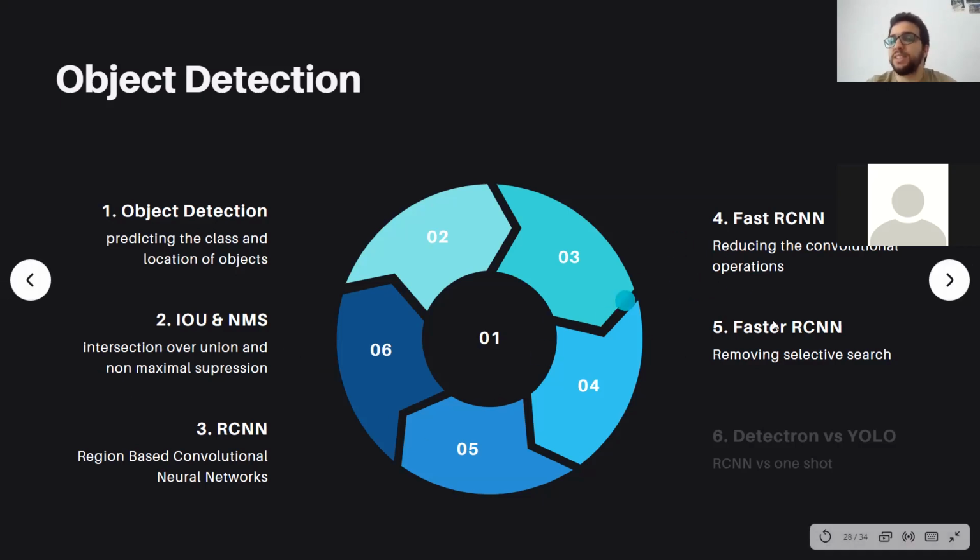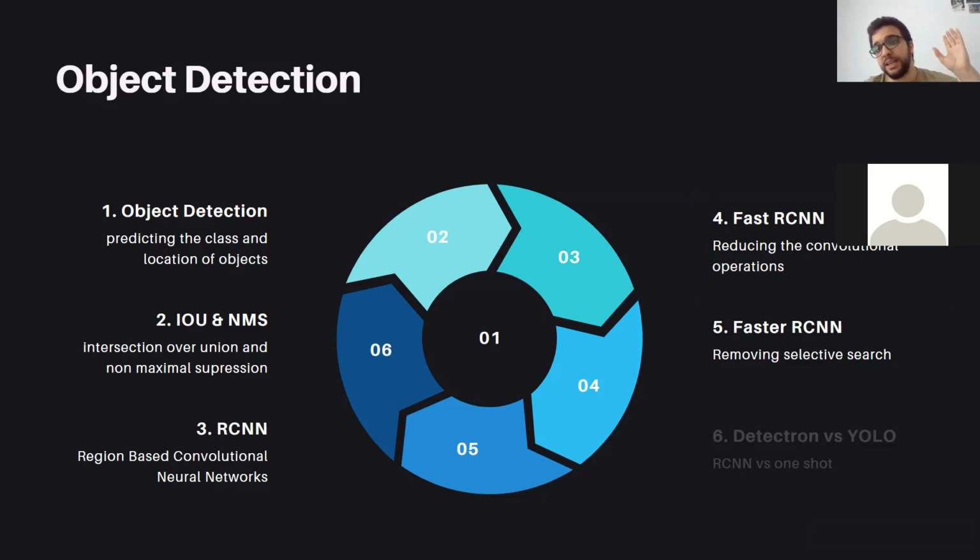Fast RCNN kept the same searching algorithm, but removed the step of sending each region through the CNN, only sending the image once through the CNN and finding the corresponding region inside the feature map, sending that feature map through an ROI pooling layer, and sending the rest through flattening and fully connected layers to do the classification.